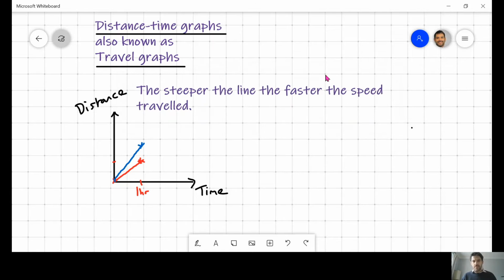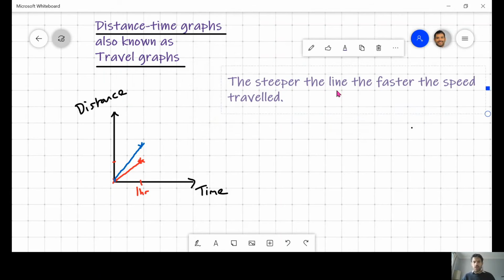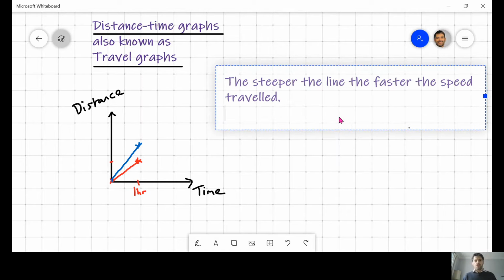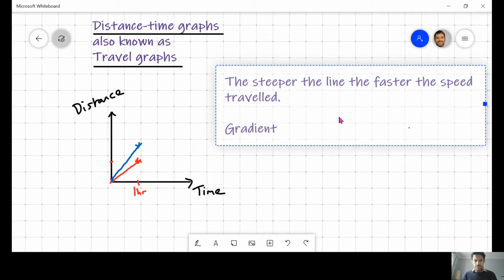We can add a little bit to that, because we've said steeper. Hopefully you're familiar with a word that we use to describe the steepness of a line, and it is the gradient. So gradient equals steepness, or how steep. So it's the gradient really we would refer to. The gradient of the blue line is greater, is higher, is bigger, and therefore that object is moving faster.